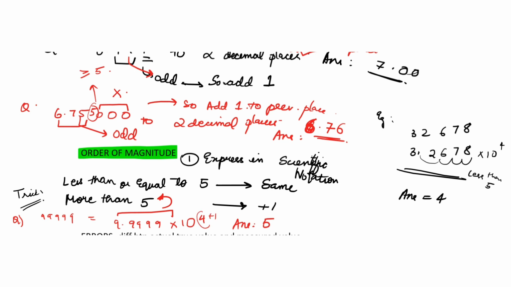Let's you try out this question. Pause the video and try it out. For the number 8, what is the order of magnitude? Yes. Write it in scientific notation, 8 into 10 power 0. And this 8 is a number more than 5. So what should you do? Add 1 to 0. So the answer is 1.